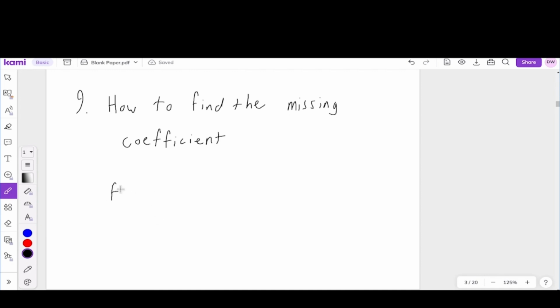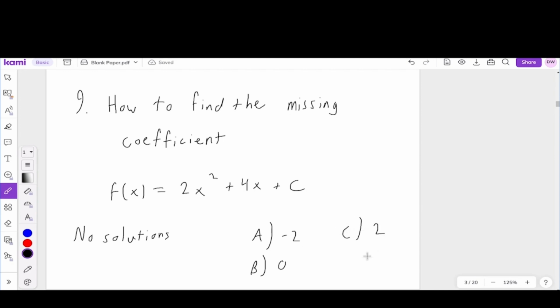I have the function f of x equals 2x squared plus 4x plus c. And the question is, what is the value of c so that I get no solutions? And the question might look something like this, where they have answer choices A, -2, B, 0, C, +2, and D, +5. And most of the students look at this and they really just don't even know where to start with this. But now with Desmos, here's what we can do.